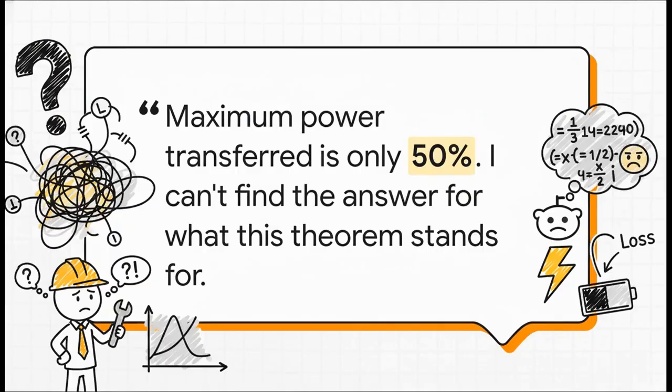Just take a look at this post from a very confused student on Reddit. You can feel the frustration, right? They've done the math, they see the result, and it just doesn't feel right. Maximum power is only 50%? It sounds like an absolutely terrible deal.